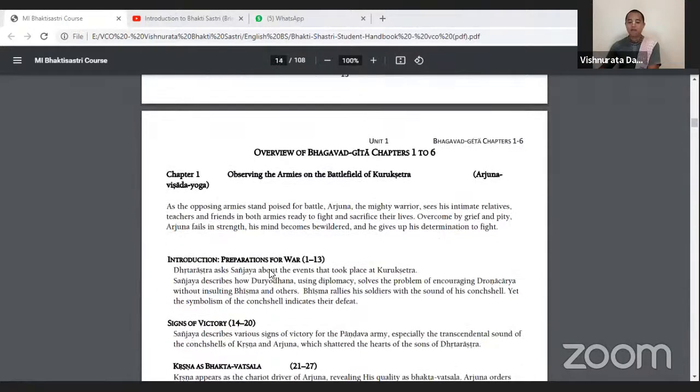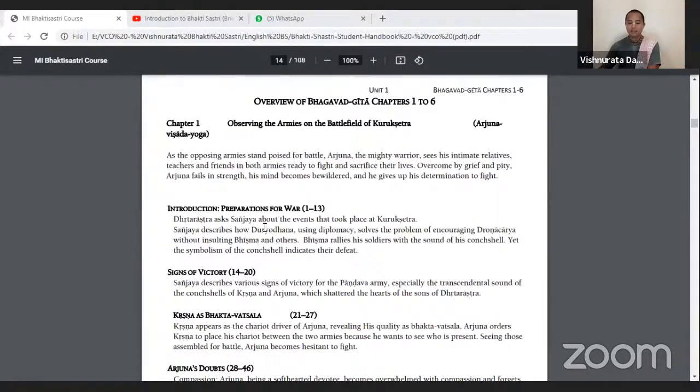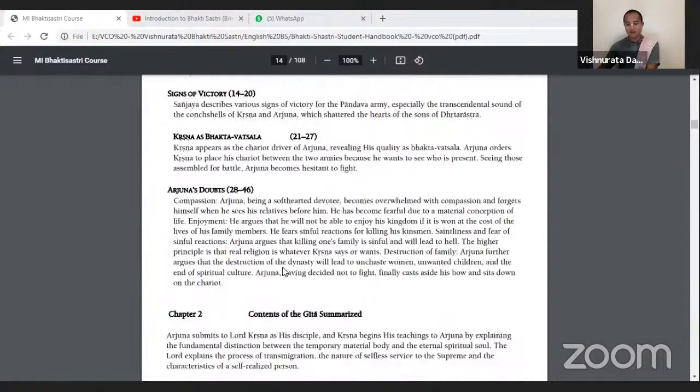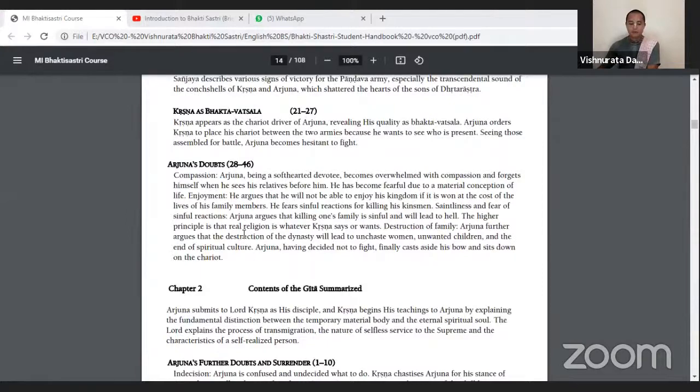Okay. So that's the brief introduction to how you can use this student handbook specifically. And this is the overview. It's easy to study the books by seeing the overview. For example, the Bhagavad Gita, chapter 1, text numbers 1 to 13, is talking about the preparation for war. We will see how Duryodhana is very diplomatic. And then 14 to 20, signs of victory. So you can kindly read this in your own time.